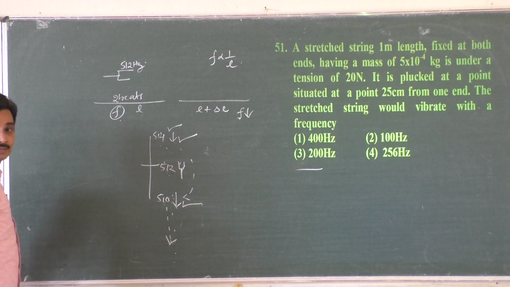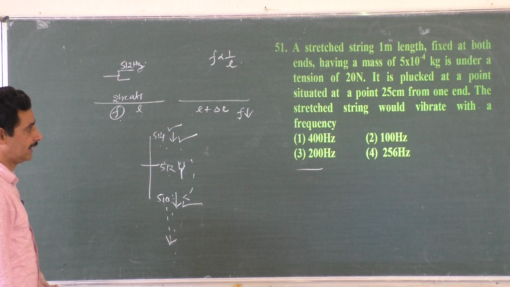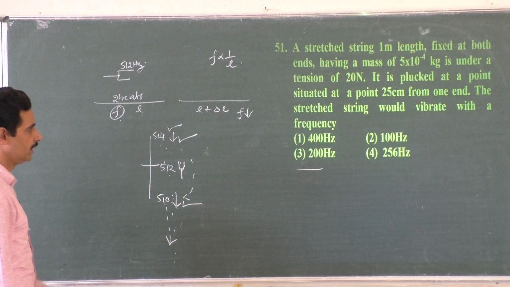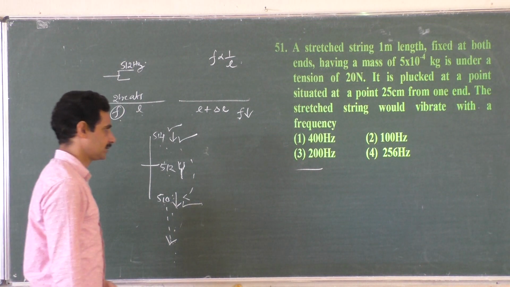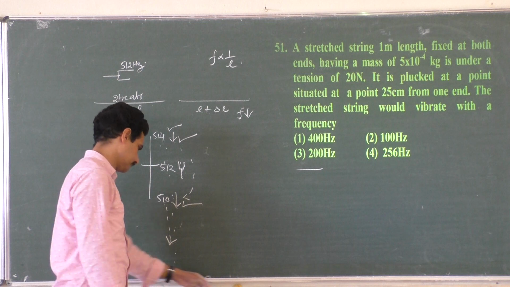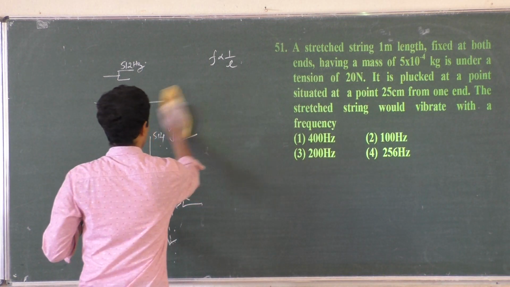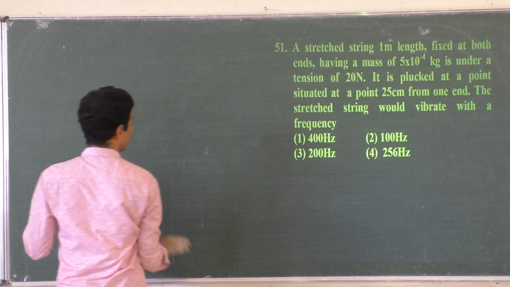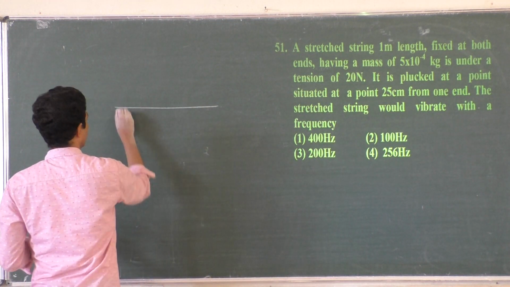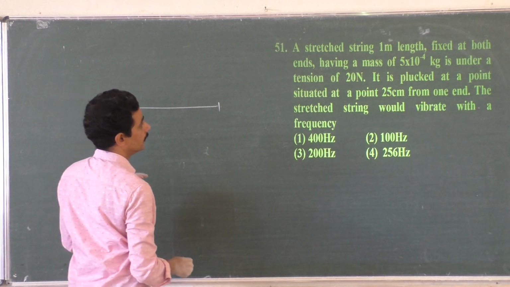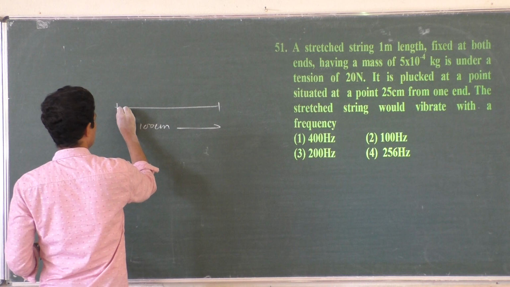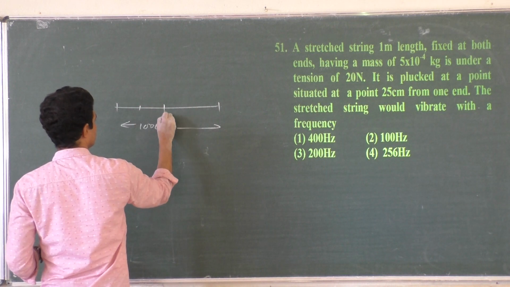A stretched string 1 meter in length, fixed at both ends, having a mass of so much, under a tension, is plucked at a point situated 25 centimeter from the end. The stretched string would vibrate with a frequency. Yes, now there is a logic involved. A stretched wire of length 1 meter, 100 centimeter, is plucked at 25 centimeter.